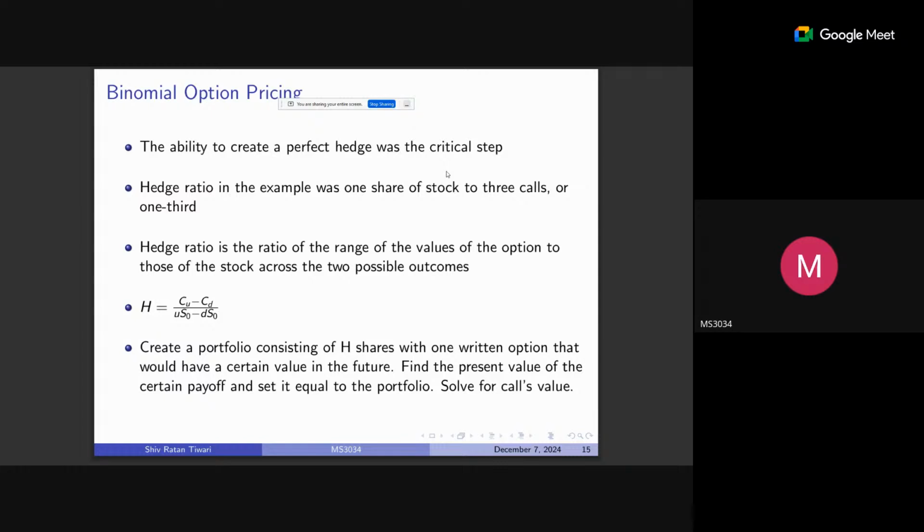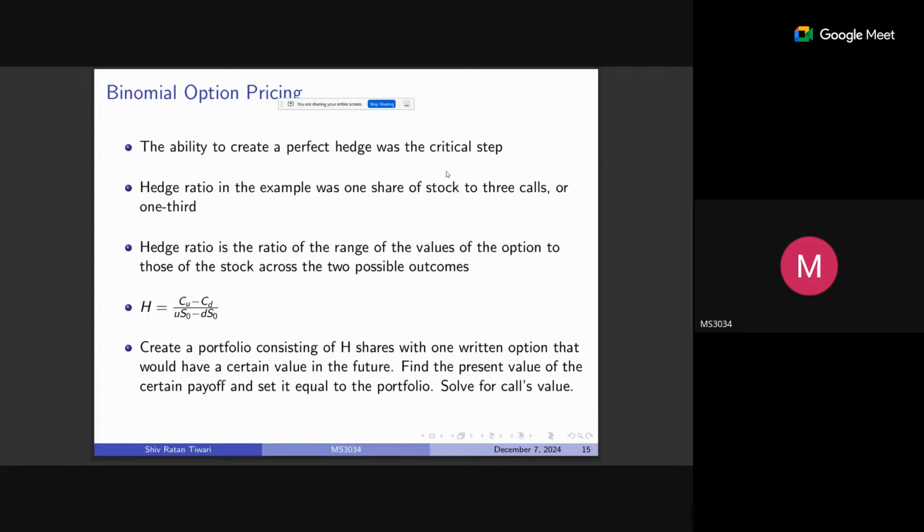What are the stages of finding the option prices in this binomial pricing model? In the first stage, you find the spread or range of call and stock prices, like Cu minus Cd, with the high stock price and the lower stock price. Then you find the hedge ratio, and then you create a portfolio using h shares and one call option, or one share and 1 by h call options. If you create such a portfolio, the payoff of this portfolio will be certain.